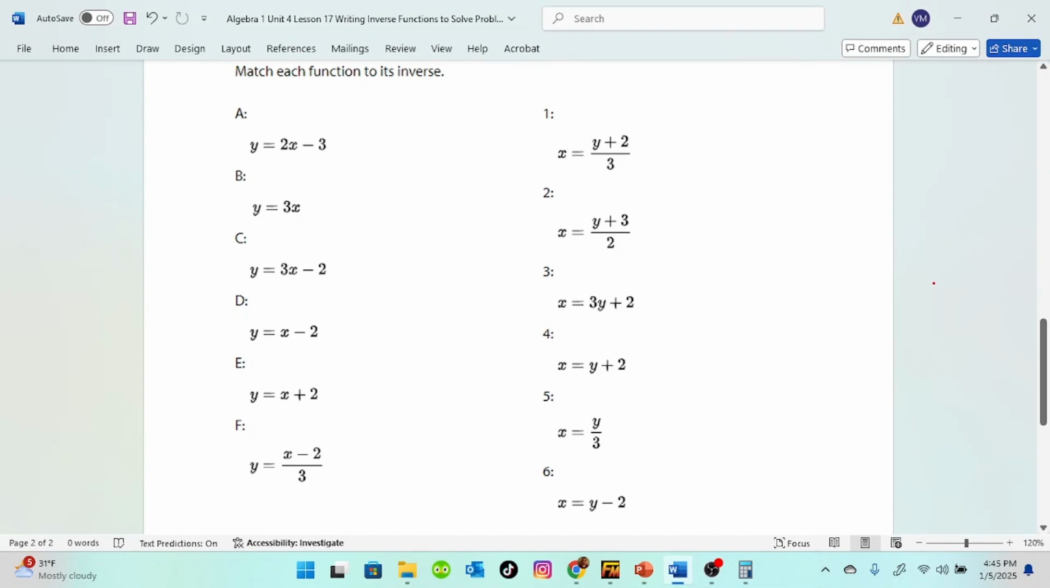Our next practice problem says, match each function on the left to its inverse on the right. To do this, you're going to do the opposite to each side. So on A, the first thing I would need to do is the opposite of minus 3, which would be add 3. Then, to get rid of the 2 from the 2x, the opposite of 2 times x is divide by 2.